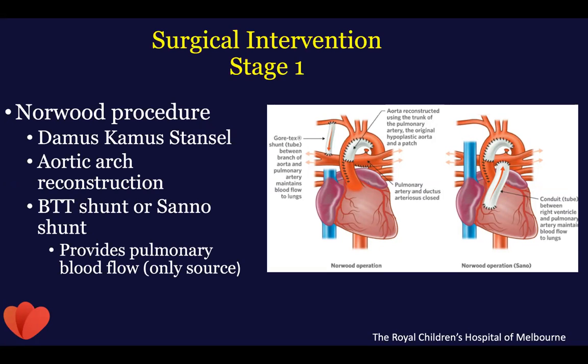Again, a reminder why these patients can get so sick, having an increased risk of mortality, is because the BT shunt and the Sano shunt are the only source of pulmonary blood flow. So if there's a kink or a clot in either of these, patients overall do not do well. This procedure is usually done at 7 to 10 days of life, and then they're monitored very closely, either inpatient or outpatient, until the second stage.